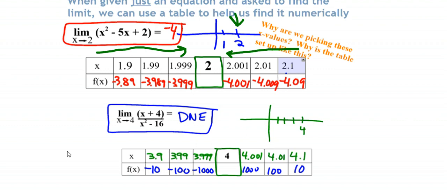And so once again, we'd approach 4 from the right and from the left, pick up our calculator and see, oh, this is why the limit doesn't exist, right? We have a vertical asymptote. From the left, it's going to negative infinity. The right is going to positive infinity.